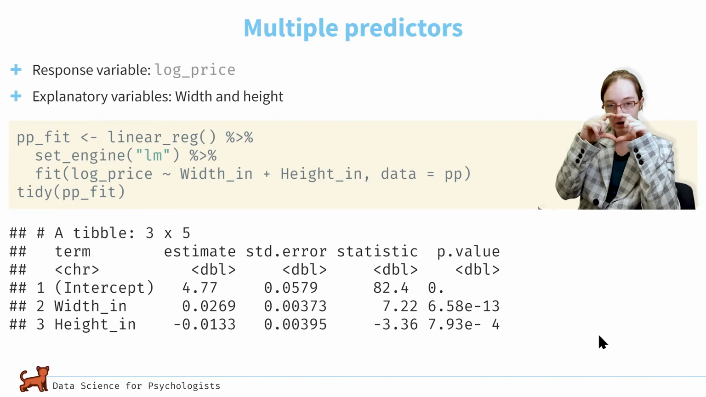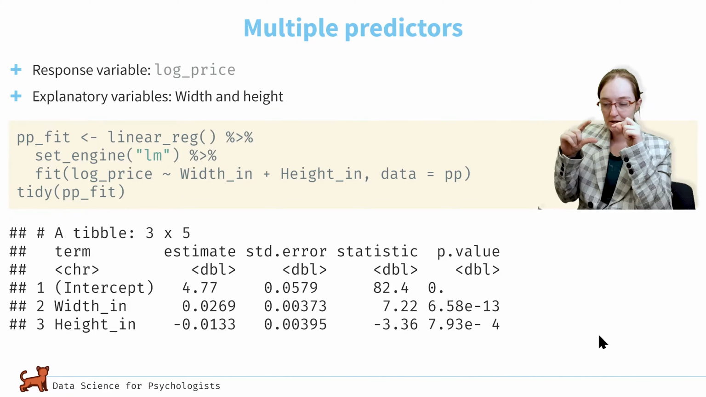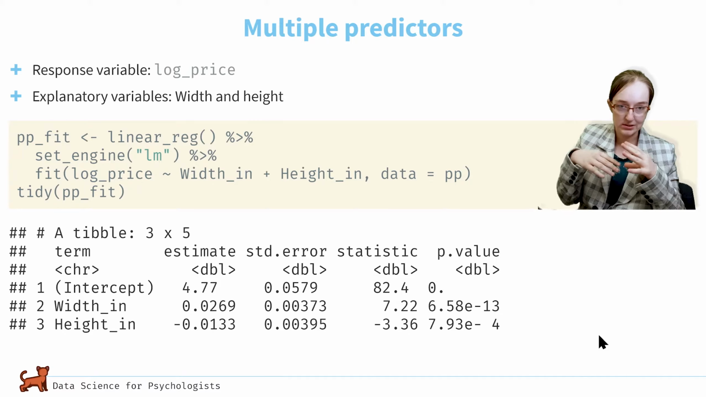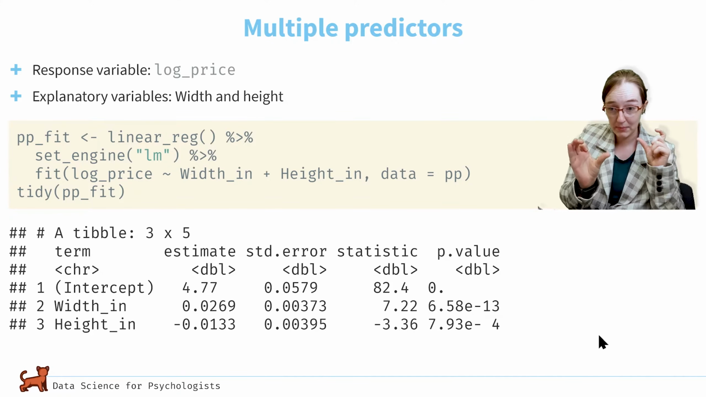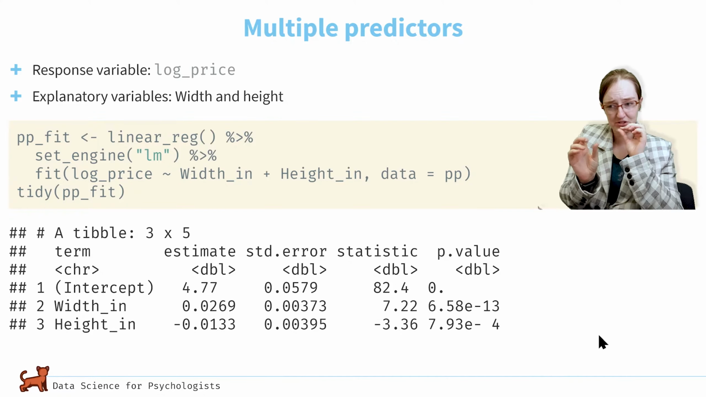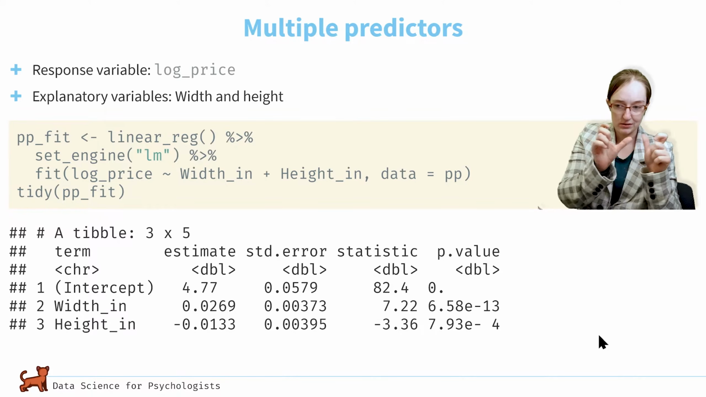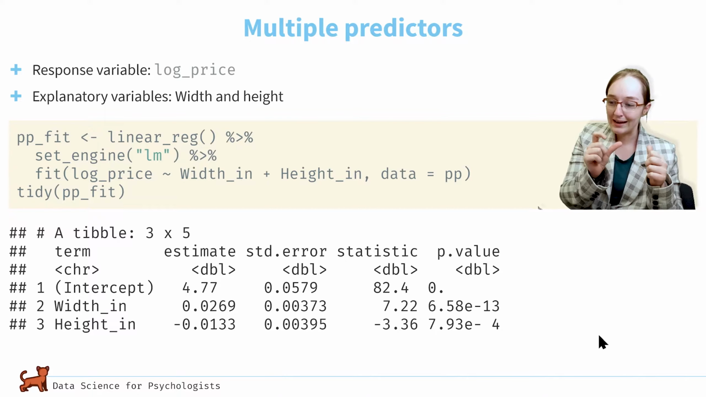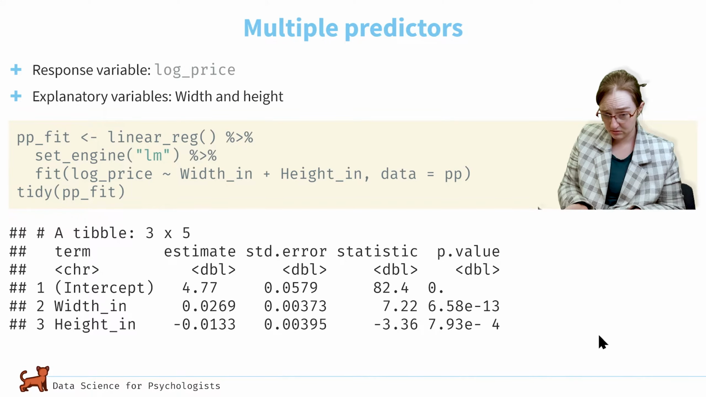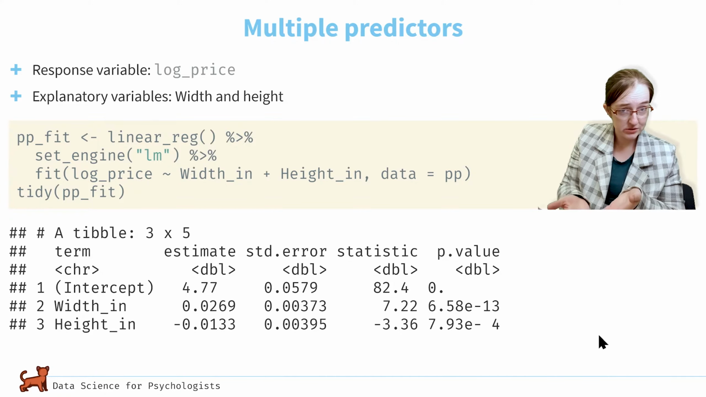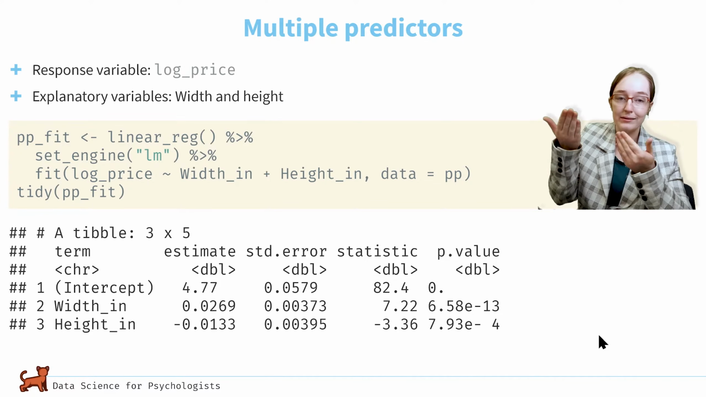So we're going to pipe in our whole code. You can see here we start with a linear regression, and we pipe that into our set engine, and we pipe all of that into our fitted model. Log price as a function of width plus height, and we've told it that our data is the pairs data, and then we tidy up that whole thing. So we can see that we have 3 significant predictors. Well, 2 and an intercept.